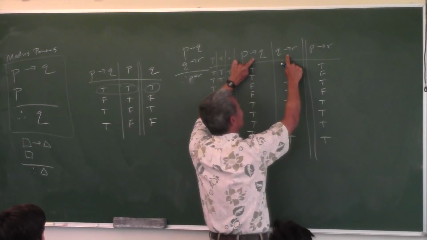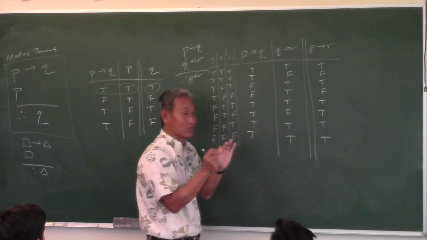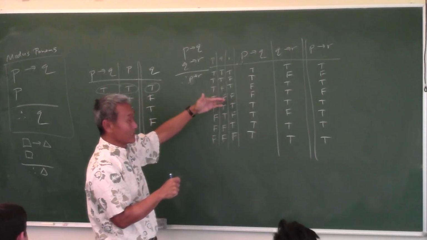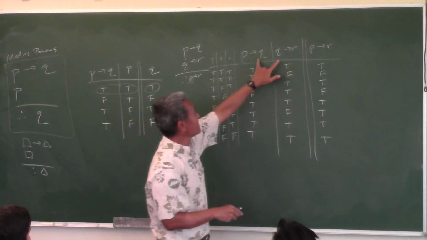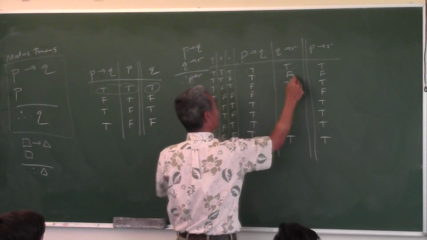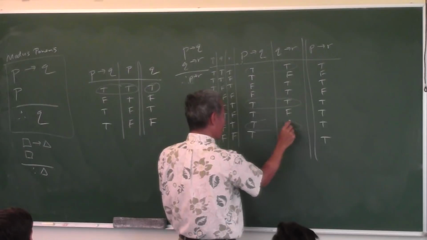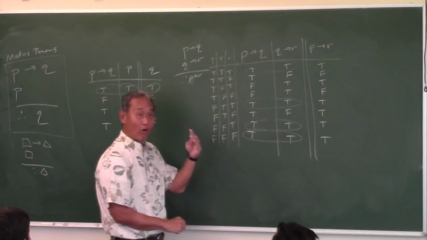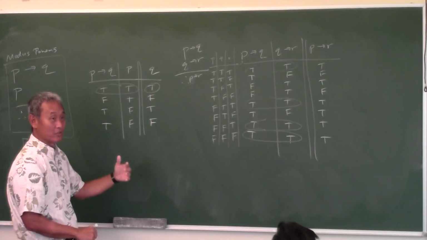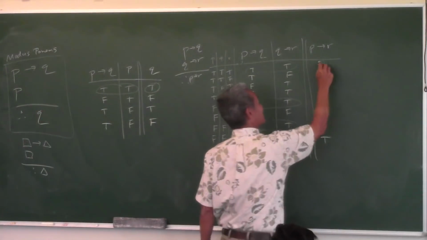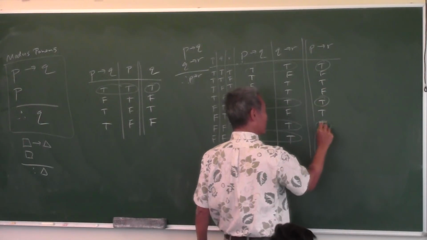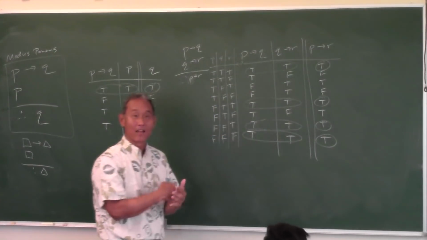Okay, now how do you determine whether the argument is valid? Whenever the two premises are true, the conclusion has to be true every time. So what lines in the truth table do I look at? Where are the two premises true? Here, here, here, and there. There are 4 lines in the truth table where the premises are true. And in each case, does the conclusion come out true? Yes, so this is a valid argument.